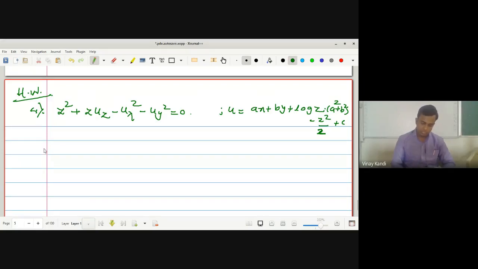Okay, now the next example is the fifth one. ux square minus uy square minus alpha into uz square is equal to 0, where alpha is a fixed constant.